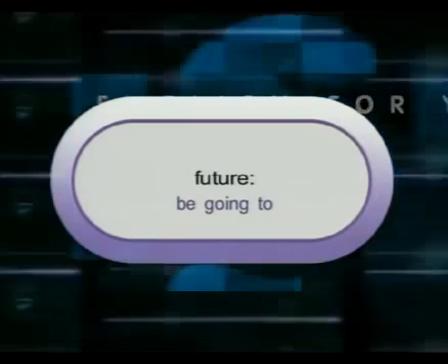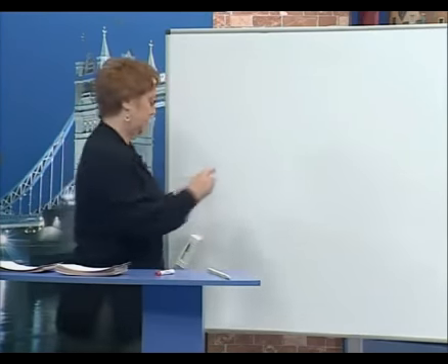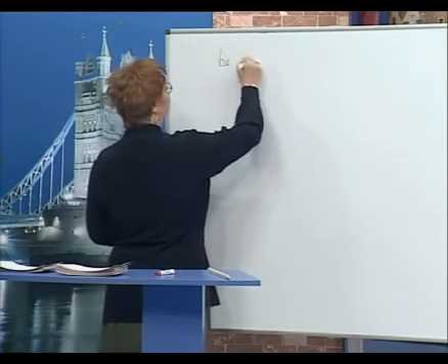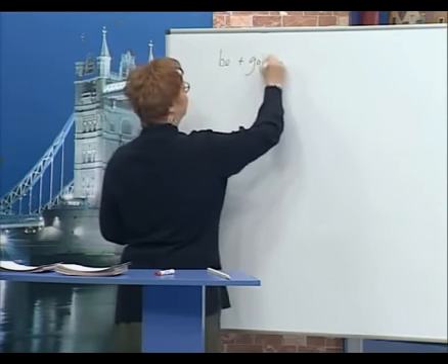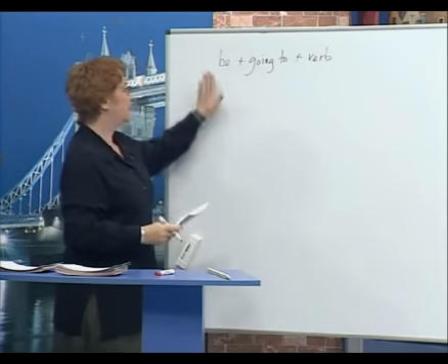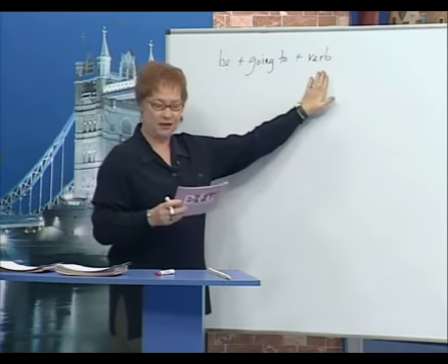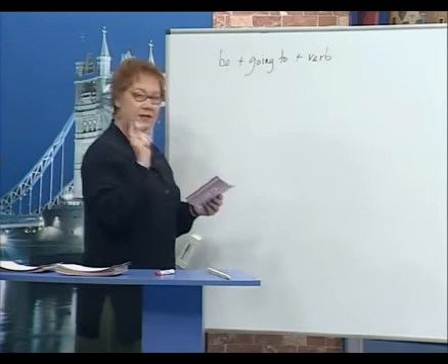Future. Be going to. Now, I'm going to show you another way to talk about the future. And this is using be going to plus the verb. Okay? This will change. This doesn't change. Now, here are some examples.